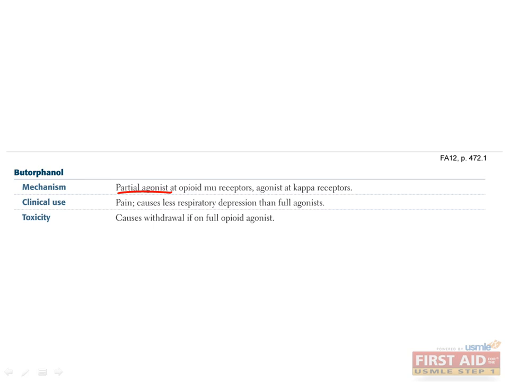Taken to the extreme, this can cause withdrawal symptoms if the patient was previously taking a full opioid agonist and is given butorphanol. Now, it is equally as efficacious as morphine in relieving moderate pain, but it is less effective for alleviating severe pain. Butorphanol is a mixed-action opioid, meaning in addition to binding at the mu receptor, it also binds to kappa receptors. The good thing is that butorphanol and other partial agonist drugs have less likelihood of causing respiratory depression in patients.